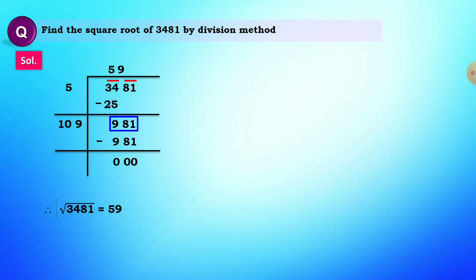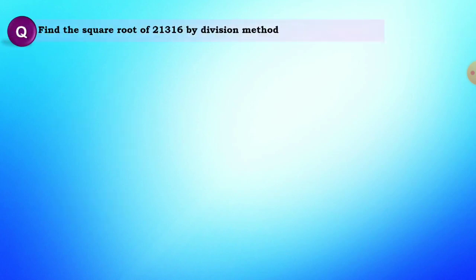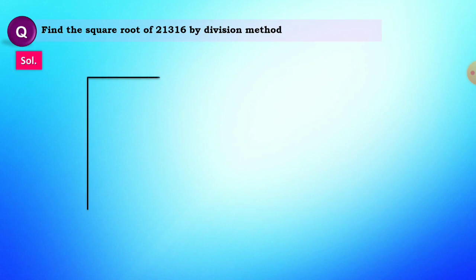Now let's take one more example students, wherein I have taken an odd number of digits. Find the square root of 21316 by division method. Now here students, the first step is to write it. 21316 would be written inside here.